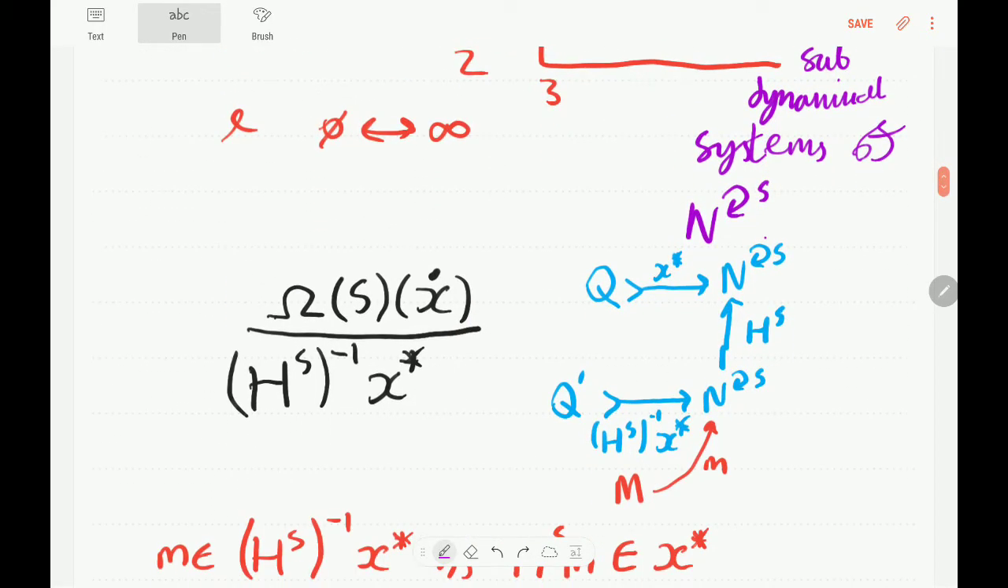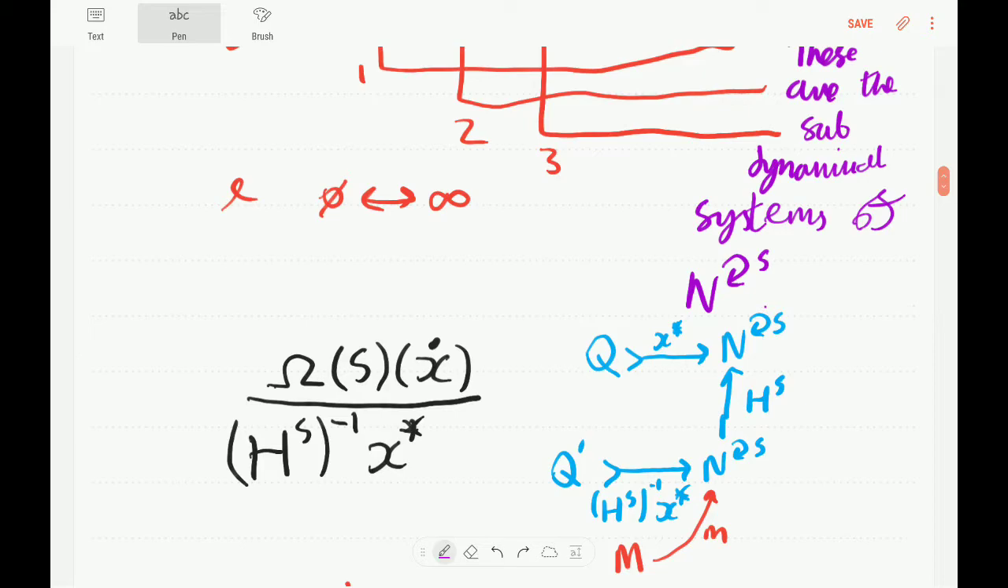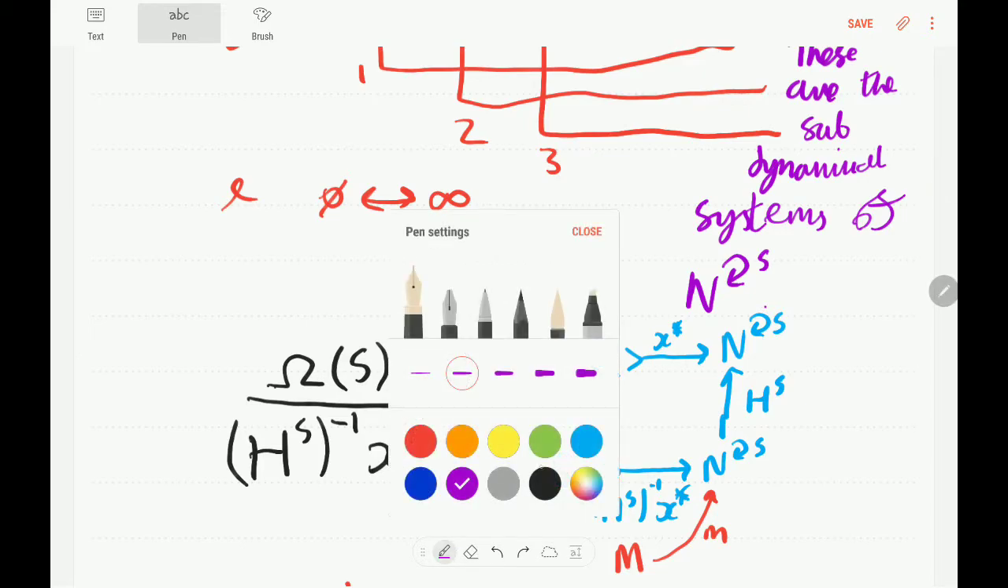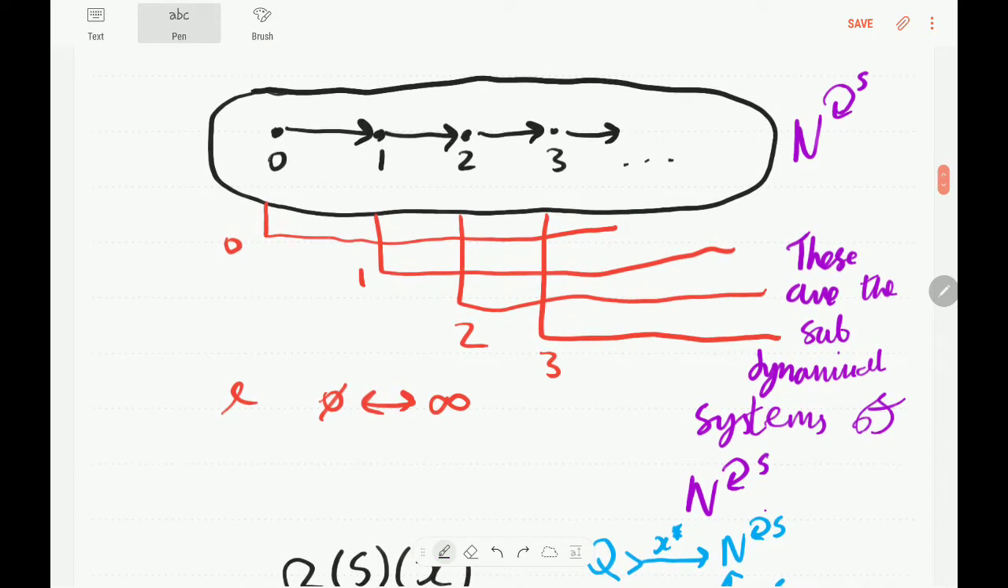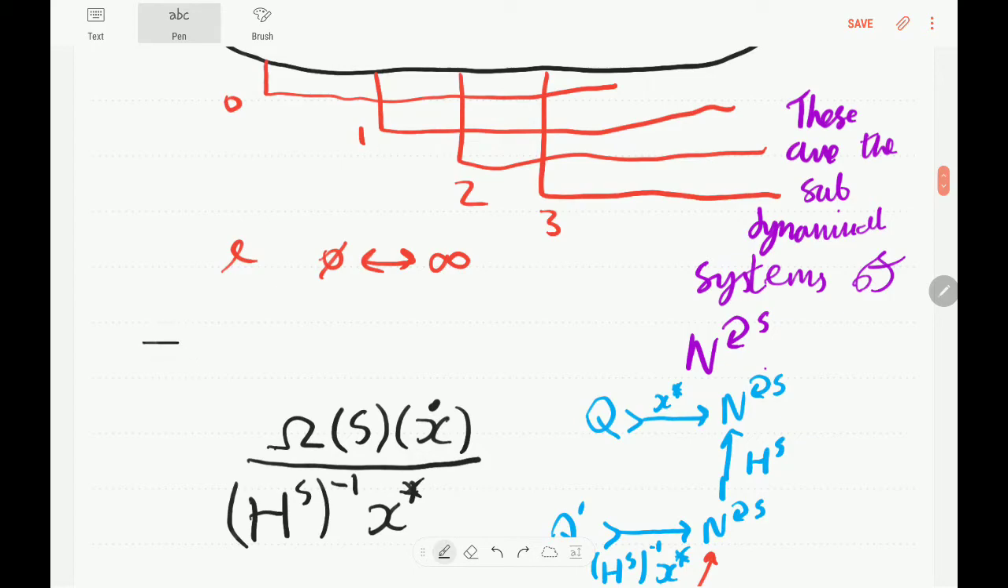Okay, but then the other thing, of course, is what do the actions do? Because we know that omega ought to be a dynamical system. So now we know it has these states 0, 1, 2, and so on, and infinity. But how does the update arrow work on omega?